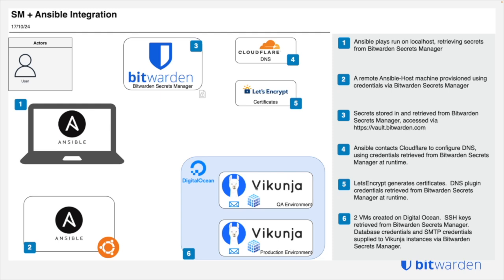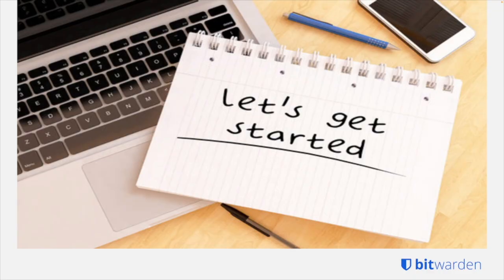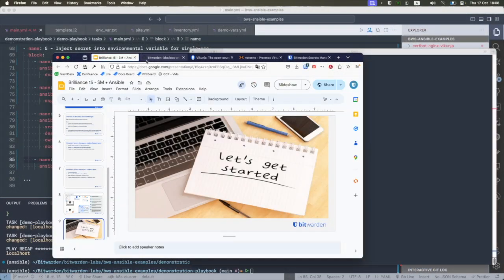Again, I'm going to deploy Vikunja today, but this is representative of how you could deploy whatever infrastructure you wanted. Each instance of Vikunja will have access to a database and an SMTP server. And again, the secrets for all of these will be encrypted and shared securely by use of Bitwarden Secrets Manager. Let's get started. Just a couple more things before we do get started.